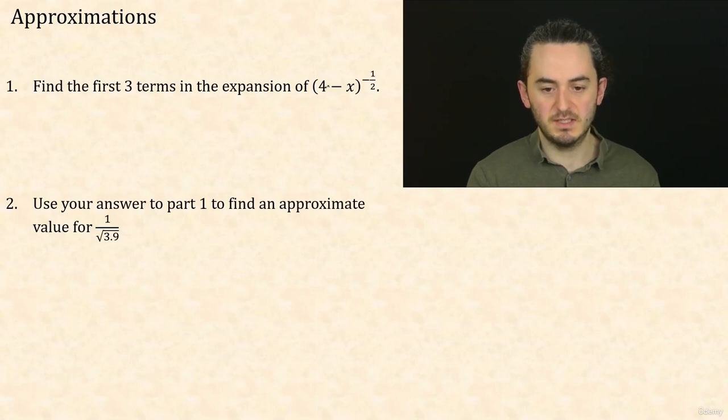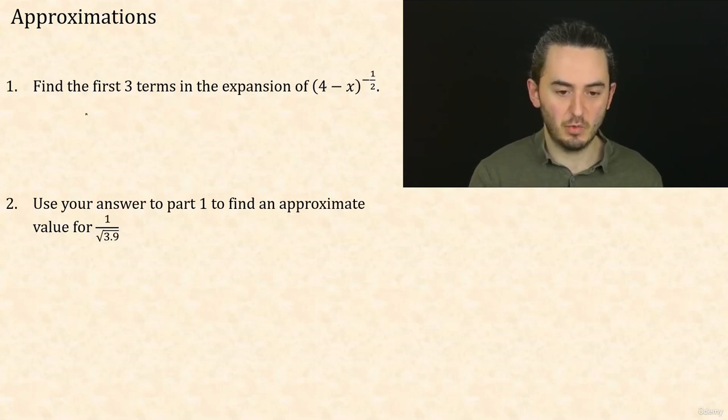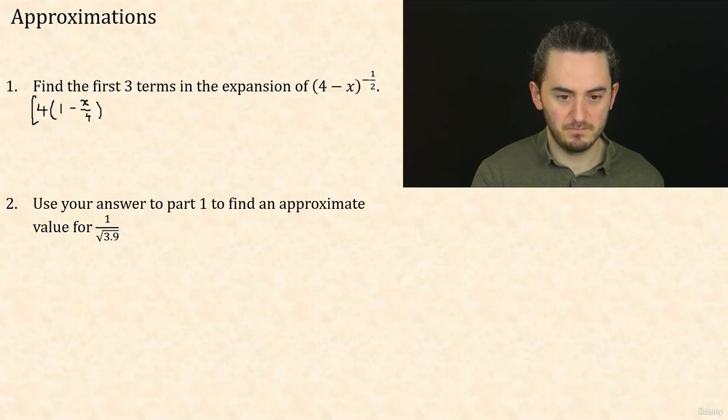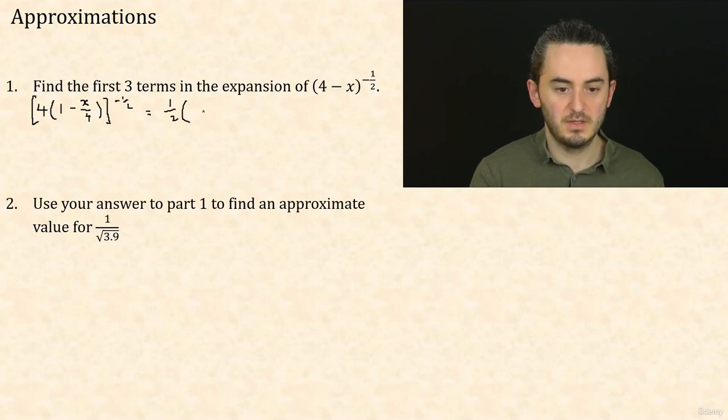So I can see that I need to factorise out that 4 first because it's not a 1 there. So if I do that, I get 4, let's open these big brackets, 4 times (1 minus x over 4), and all of that to the power of minus a half, which is 4 to the minus a half. That's 1 over the square root of 4, so that's a half, times (1 minus, well, let's write this as a quarter x, might be a bit easier) to the power of minus a half.